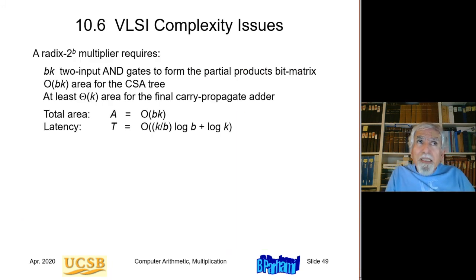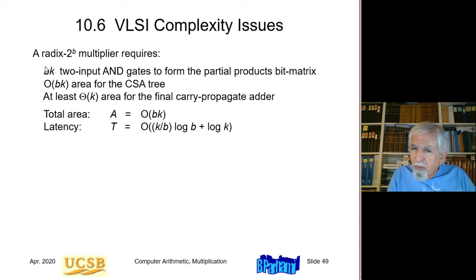Okay, in this last section of the chapter, we talk a little bit about the VLSI complexity issues. A radix 2 to the B multiplier requires B times K 2 input AND gates to form the partial products, because we are multiplying B bits of the multiplier by K bits of the multiplicand. So these AND gates basically do the multiplication.